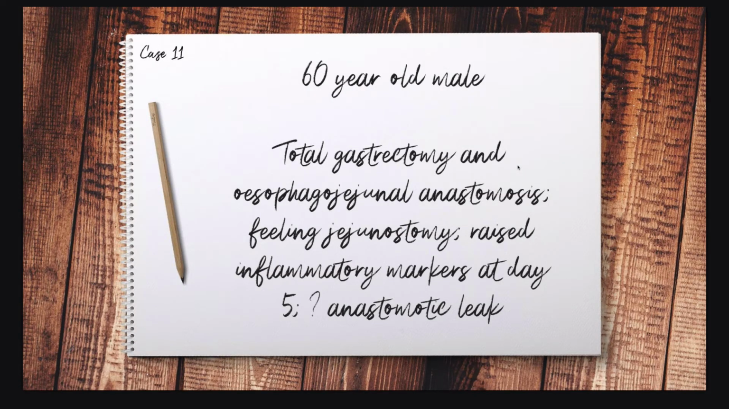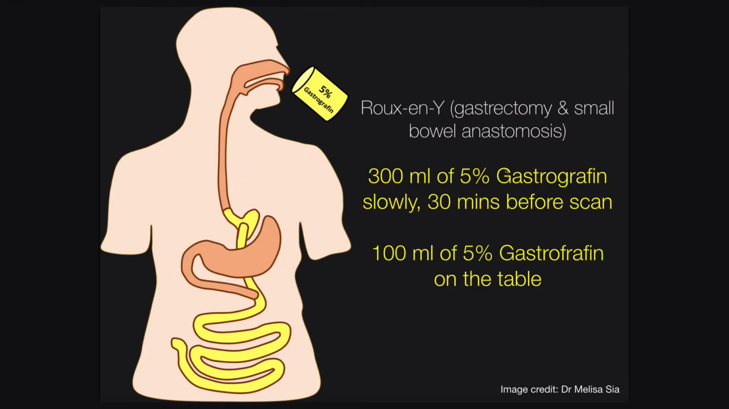And then finally, for a situation where someone's got a Roux-en-Y gastric bypass, there are two different anastomoses that you want to interrogate. So let's look at this example. Someone who's had a gastrectomy and an esophagojejunal anastomosis. They've got a feeding jejunostomy, raised inflammatory markers. Now, this is the kind of anatomy that I'm talking about.